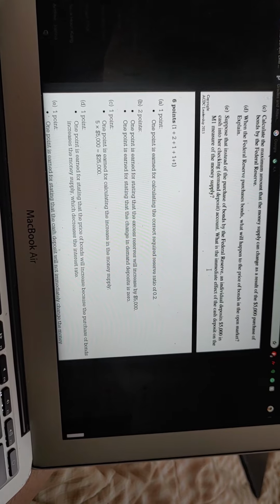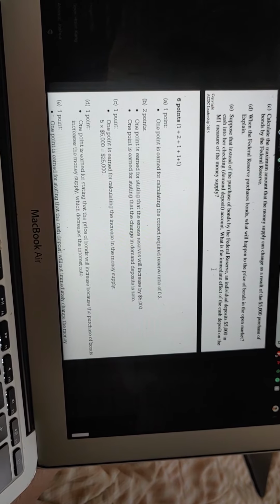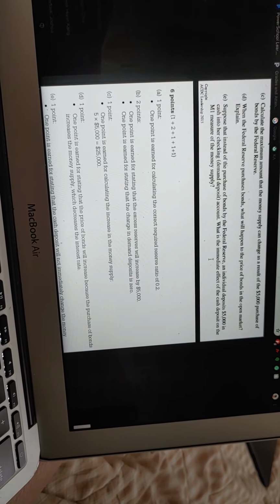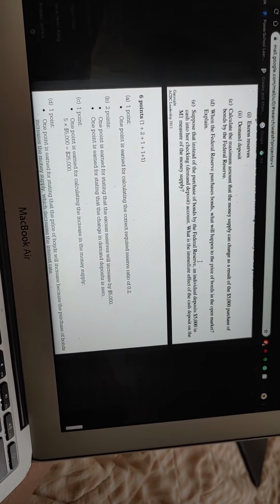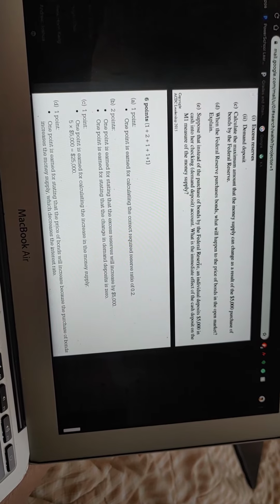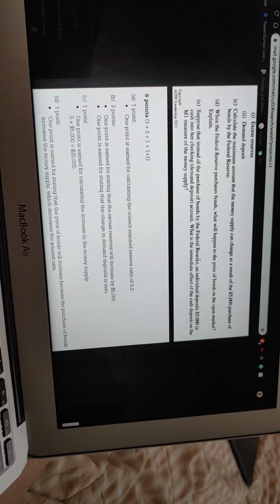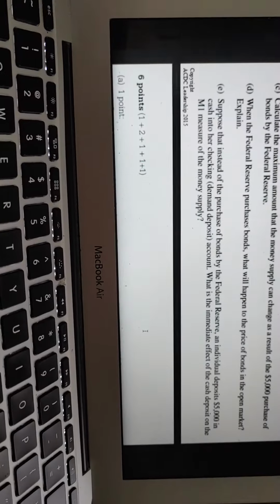For part D, the price of bonds will increase because if the Federal Reserve purchases bonds, this will increase the money supply, which will decrease the interest rate. So overall, if you decrease the interest rate, then the price of bonds will increase.